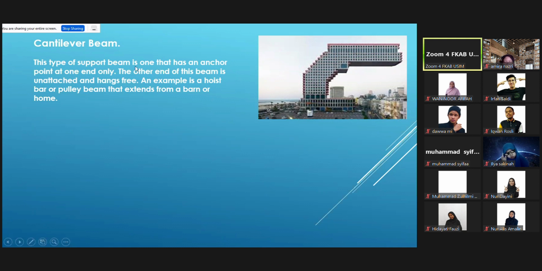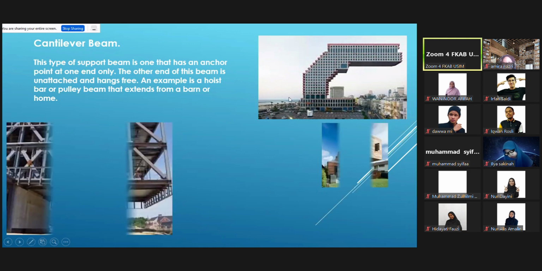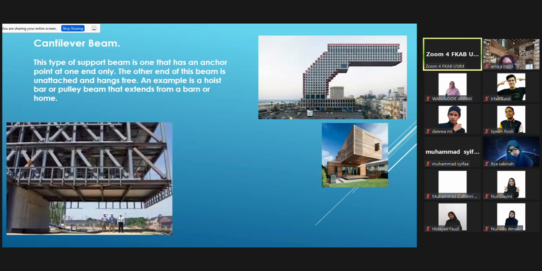So this type of support beam is one that has an anchor point at one end only. Satu je, in this case it is here. If it is like this, it is not too bad because it goes vertical first, then only spreads to horizontal. Normally a beam goes horizontal terus. We've got some examples of that. Yang ni engineer pening sikit lah. Macam ni kan. This is another frame.